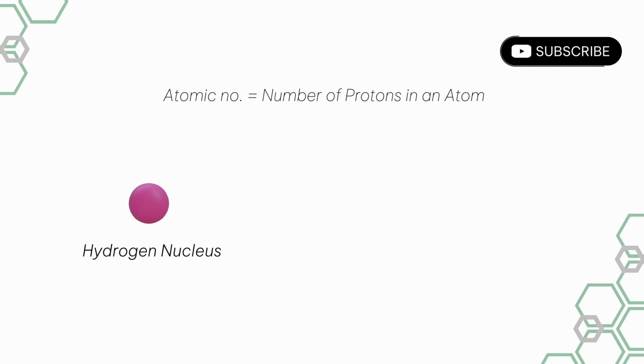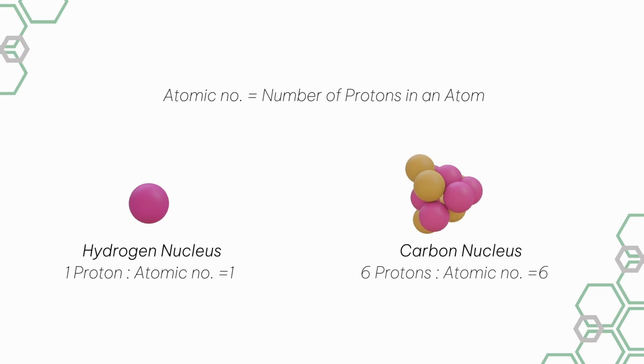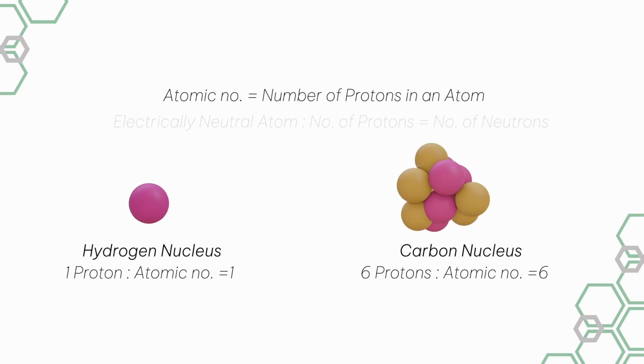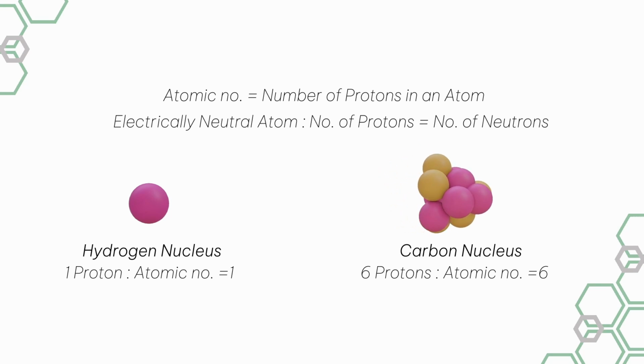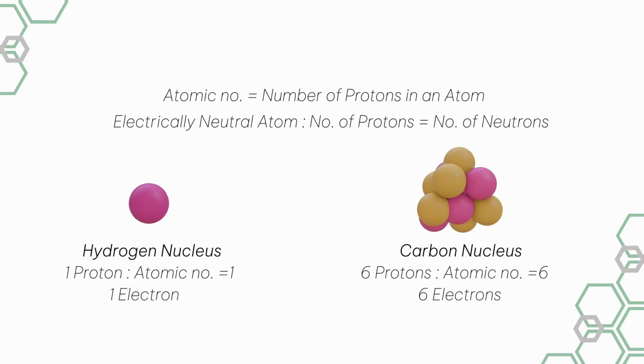as hydrogen has a total of 1 proton. So the atomic number of hydrogen is also 1. And carbon has a total of 6 protons. So the atomic number of carbon is 6. For an atom to remain electrically neutral, the number of positive and negative charges must be equal. So an electrically neutral atom has an equal number of protons and electrons.